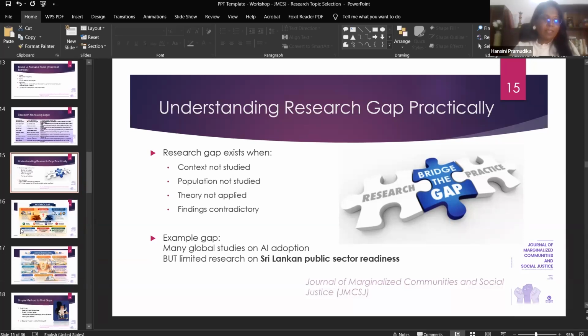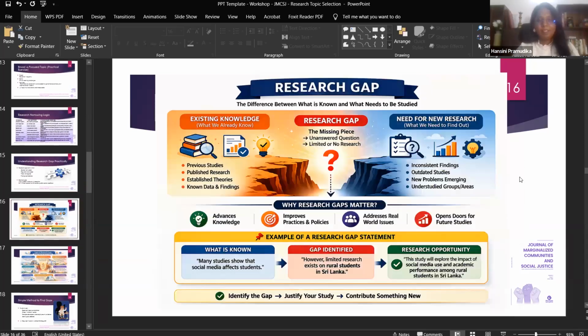Okay, and then, yes, there is a good snapshot about the research gap. So there are unanswered questions, limited or no research, right? Likewise, you can identify the gap, right? So the gap is between the existing knowledge and the need for new research. That's how you have to identify the research gap. So you have to study the existing knowledge, and then you can find the research gap.